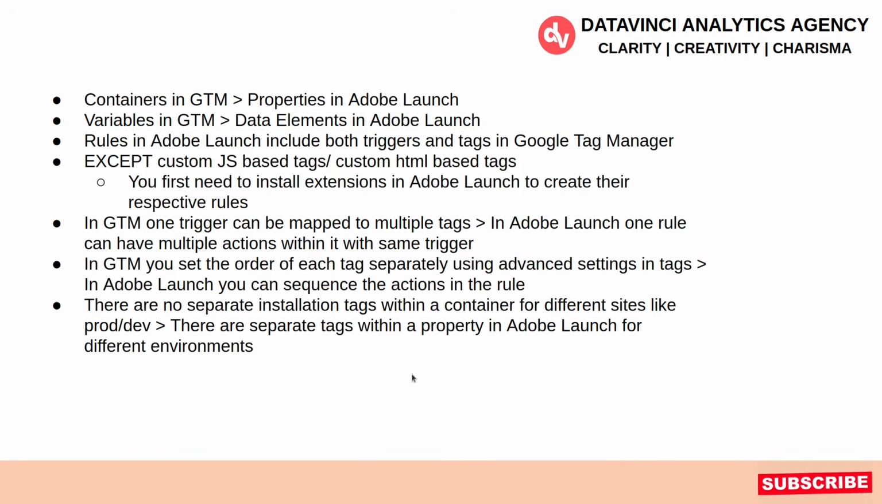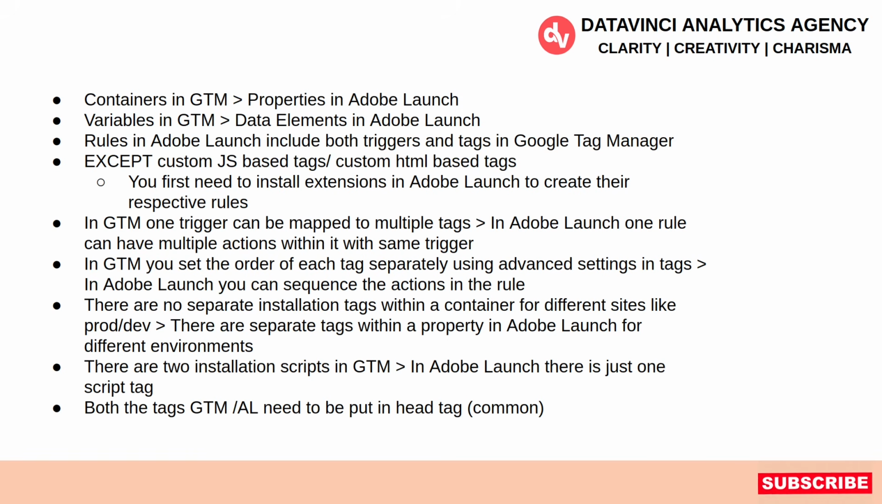So just a recap, there are no separate installation tags within a container for different sites like prod or dev in Google Tag Manager, but there are separate tags within a property in Adobe Launch for different environments. There are two installation scripts in GTM, one that goes in the head, one that goes in the body. The head is a normal script, the body one is a noscript. But in Adobe Launch, there is just one script tag. Both the tags, be it the one used to install Google Tag Manager or the one used to install Adobe Launch, need to be put in the head tag. So that's a common thing between them.